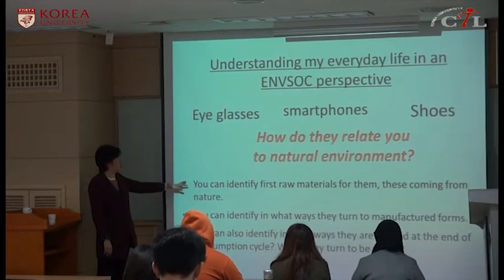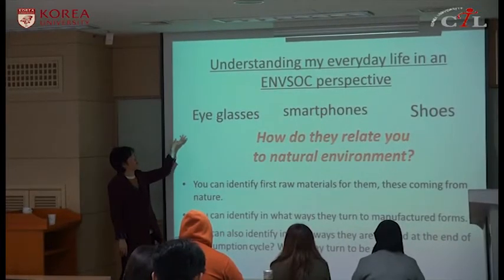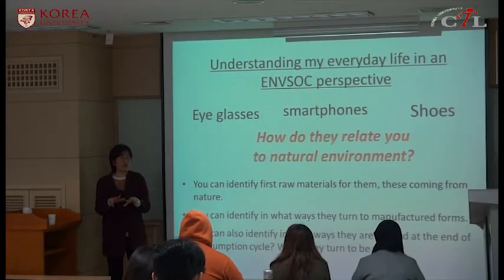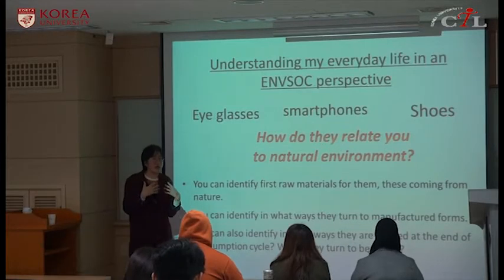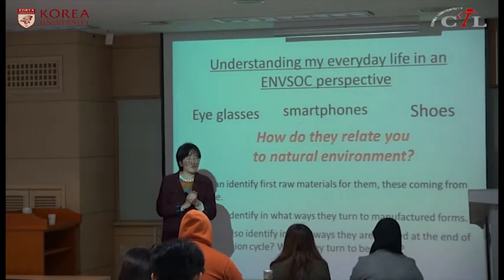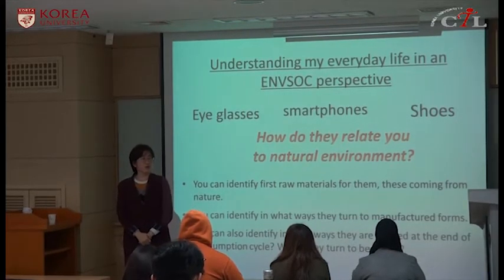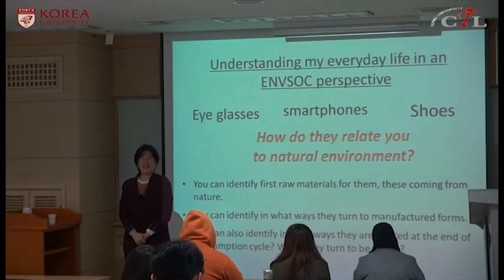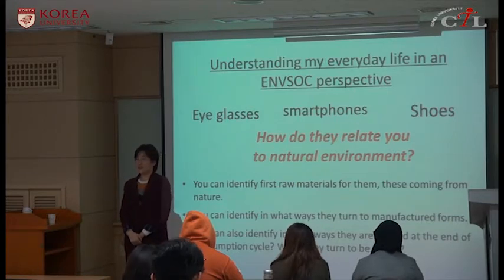The first one, you can identify raw materials for them, and these are coming all from nature. So, for example, eyeglasses, you have to look for information, right? Like the specific eyeglasses you are wearing, or in general, what eyeglasses are made from. You have to do some research, right? You can ask Google, maybe that's very quick and easy. I'm not quite sure it will have all the answers. But anyway, what I'm saying is, you have to do some research on your own. You have to spend time.